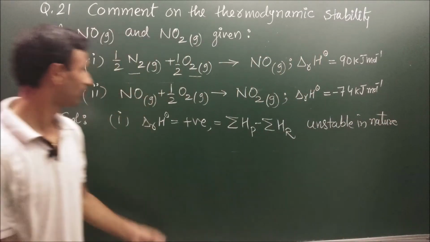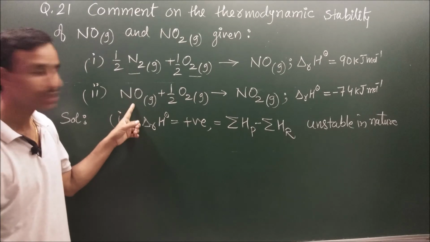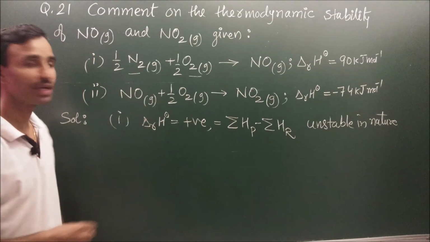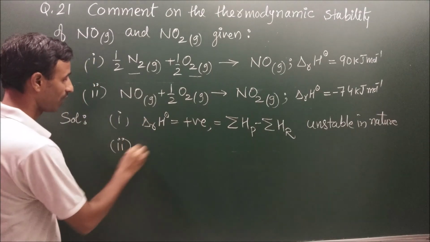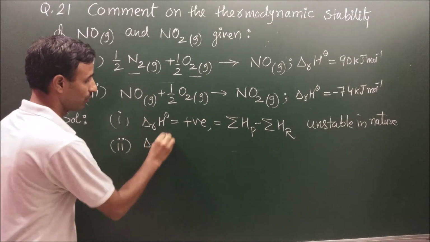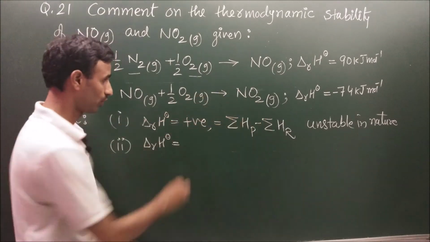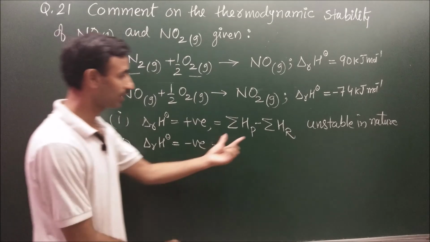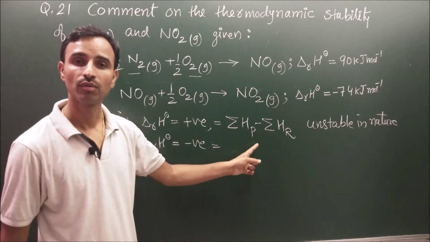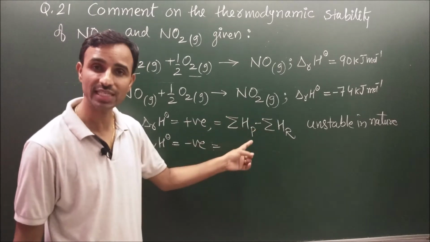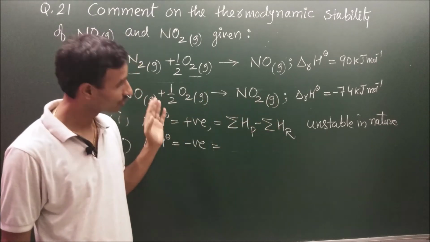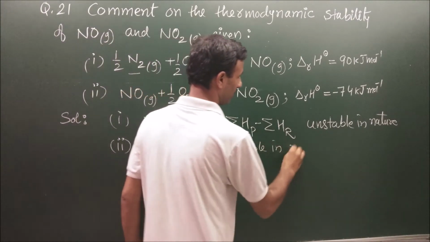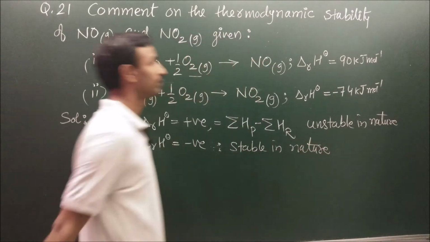But when NO is converted into NO2, the energy released is minus 74. And that means when NO is converted into NO2, the energy change is negative. What does it mean? That the enthalpy of the reactant is more than the product. That means the enthalpy of the product is less than the reactant. So this product is stable in nature, right?